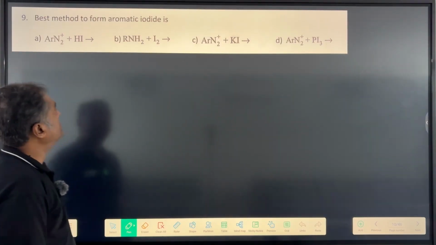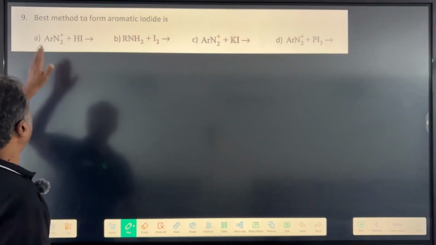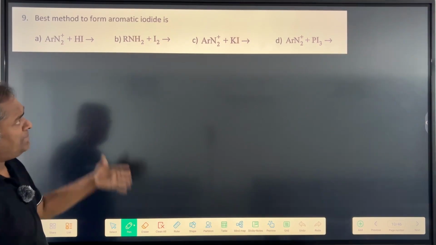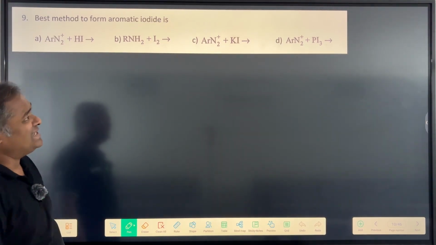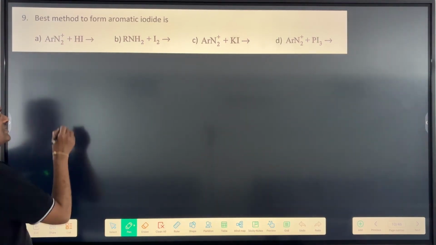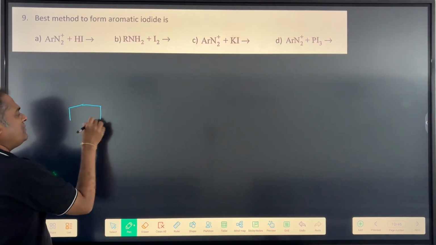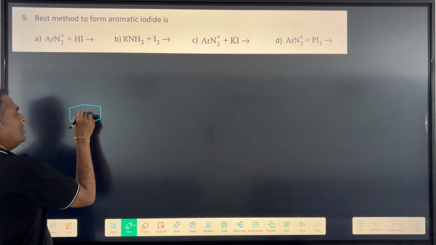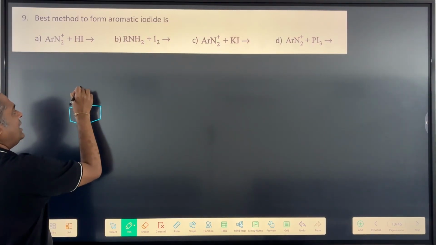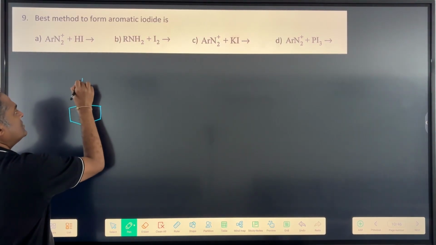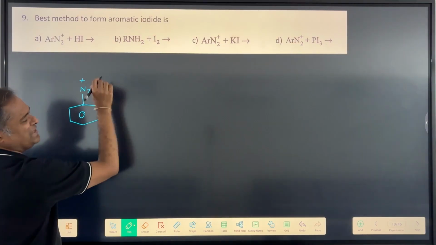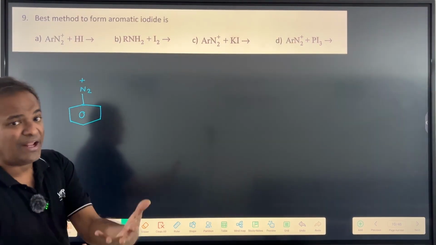Now over here, child, the question given to you is the best method to form aromatic iodides. Basically, out of these 4 examples, the most probable answer is related to diazonium salt, and this is one of the very common reactions, child. They have given it as Ar, but I will write a benzene ring over here so that you get clarity. Over here I have a benzene, and to it I have N2 plus. It's a diazonium cation.